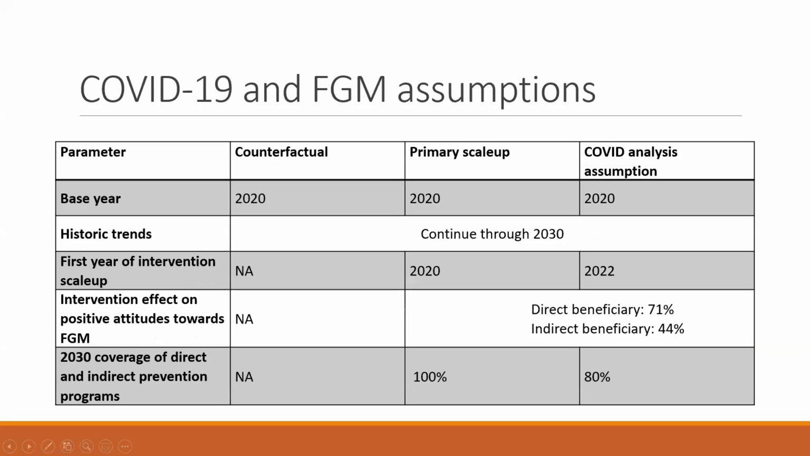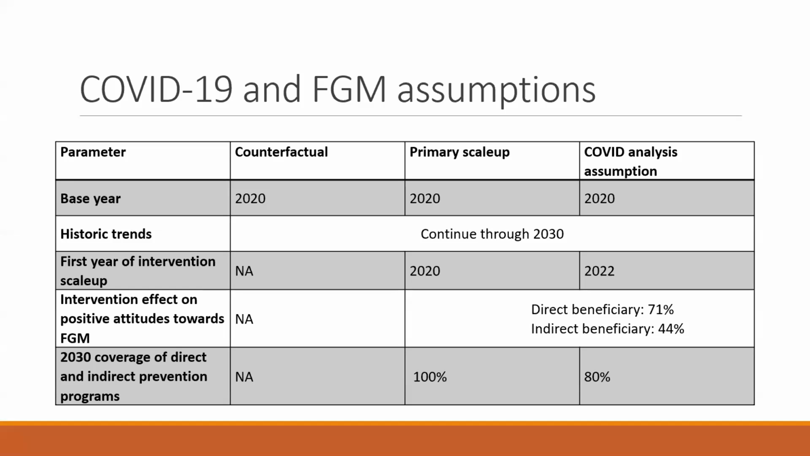So this is a screen that just shows the different primary parameters and how they're different in terms of the counterfactual to which we're comparing each of the scale-up plans, the primary scale-up scenario in which we looked at programs that scaled up starting in 2020, and then our COVID analysis assumption. So for all of these, we look at a base year of 2020, and then we assume that historic trends continue to be underway. For the first year of intervention scale-up, though, in our primary scenario, we looked at everything starting to ramp up, additional programming in 2020, but in the COVID analysis, we start in 2022.